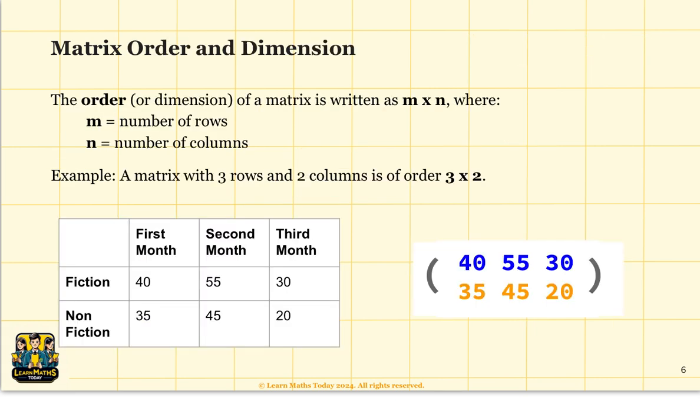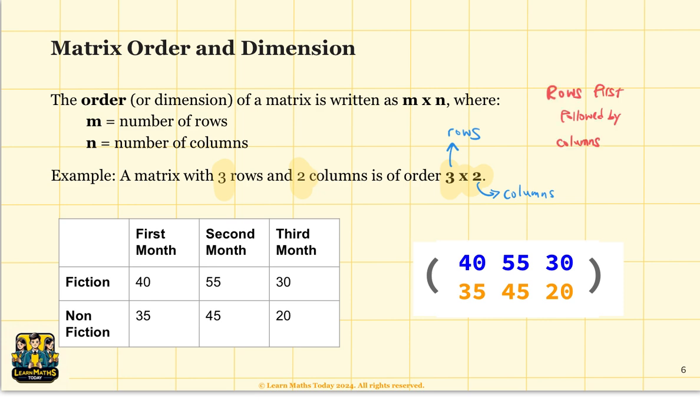In this example, we have a matrix that has 3 rows and 2 columns. The order of the matrix or the dimension of the matrix tells us how many rows and how many columns it has. So here we say that this matrix is a 3 by 2 matrix, where the first number represents the rows and the second number represents the columns. Remember, it's always rows first, then columns.